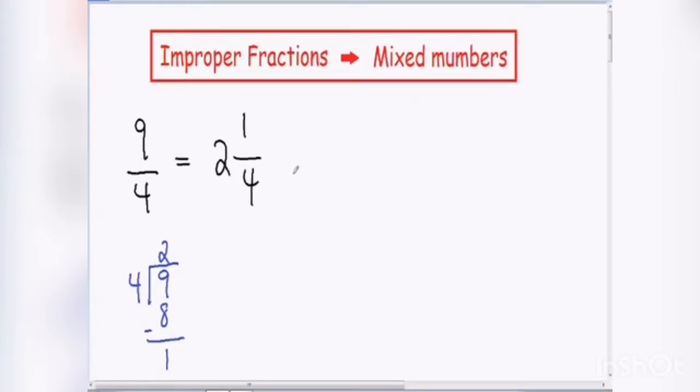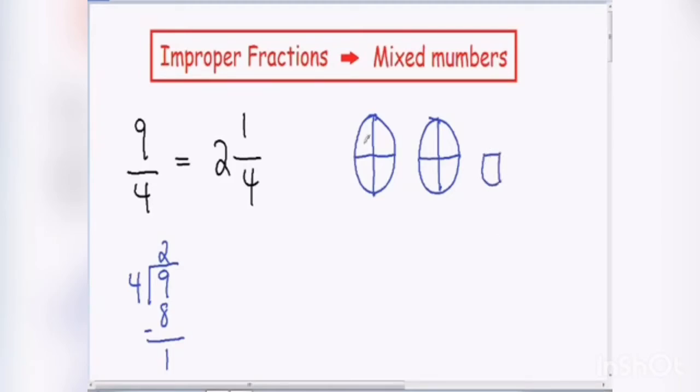And I want to show you an illustration so this makes a little bit more sense. Since we have a whole number of 2, I'm going to draw 2 whole pies. And since we're dealing with fourths and we have a fourth in our denominator, we're going to divide these pies into fourths. And since we also have a fraction of 1/4, I'm going to draw an extra 1/4 piece of the pie.